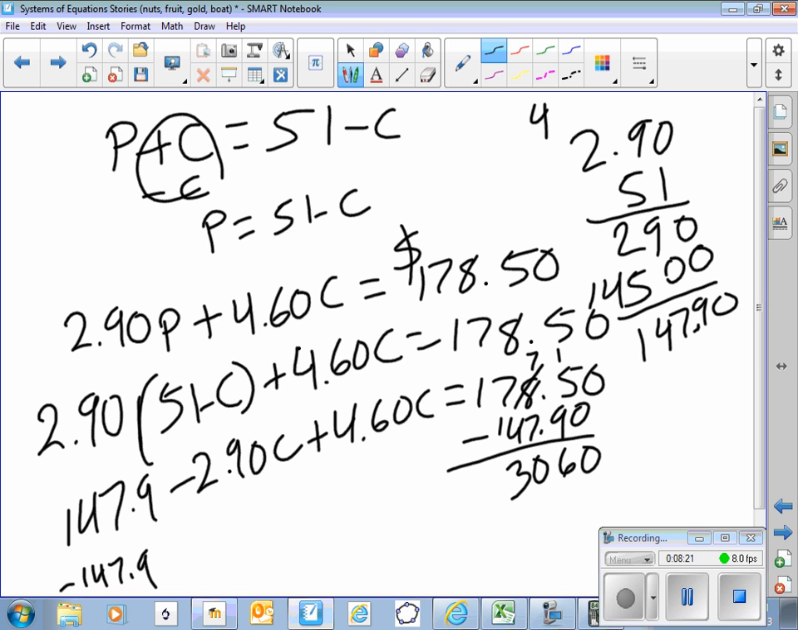Okay, so we have, let's combine these two while we're at it. We have $4.60 minus $2.90. So if I make that $1.60 take away 90, that gives me 70 cents. So that would have had to have been a 3. 3 take away 2 is 1. So $1.70 times the pounds of cashews equals, okay, so let's go ahead and divide by 1.7.